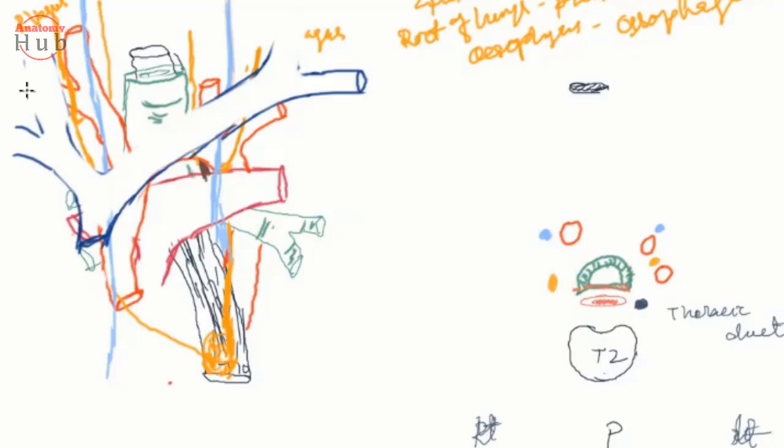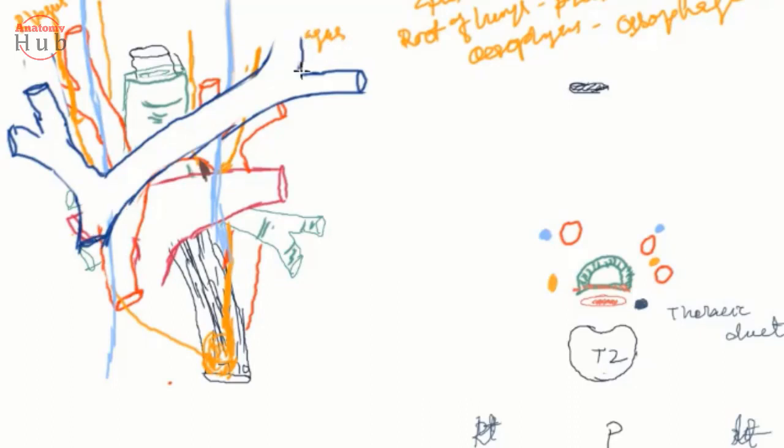Okay, now here you can see this is your right internal jugular vein. This is your subclavian vein. Both will unite and form here the right brachiocephalic trunk, which is very small compared to the left one. Because the left one has to cross all these structures and come towards the right side, because the superior vena cava is present at the right side.